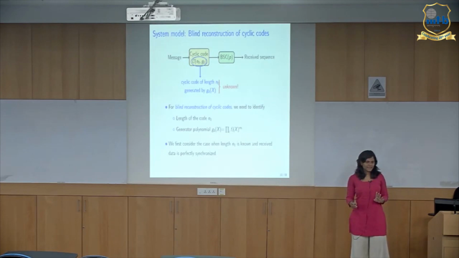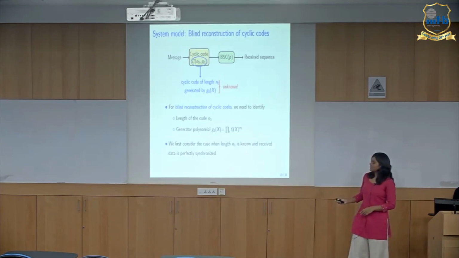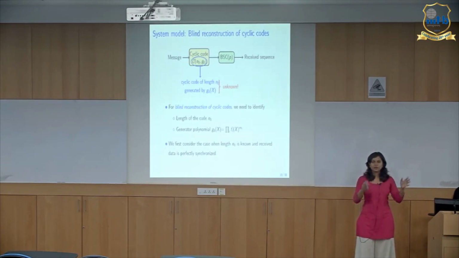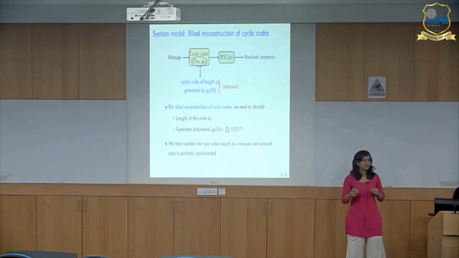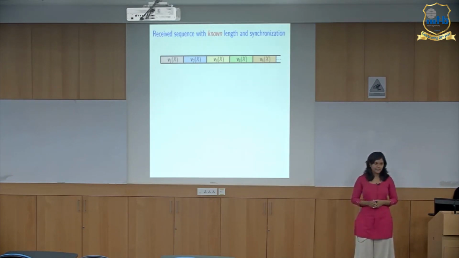Now first we will consider the very simple case when the length of the code is known to the receiver but the generator polynomial is not known. And we assume that the received data is perfectly synchronized, meaning code word boundaries are known to the eavesdropper. Now let us see how our received sequence will look when the length and the synchronization are known.